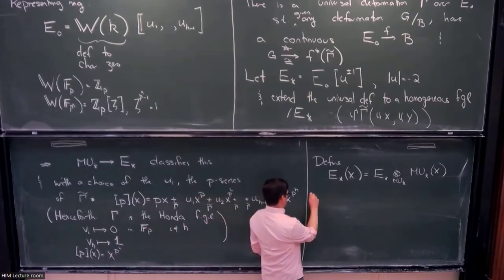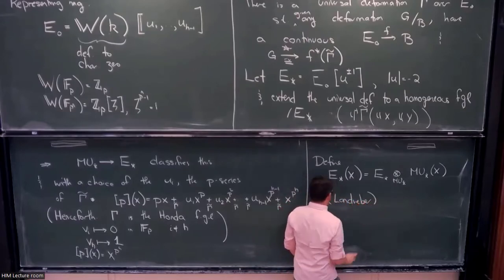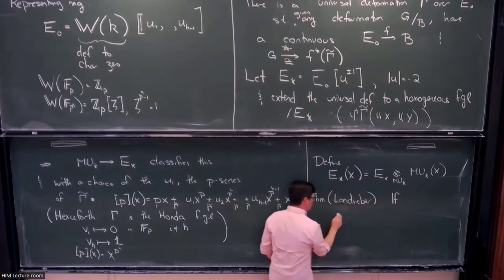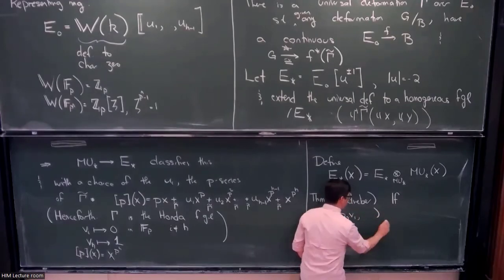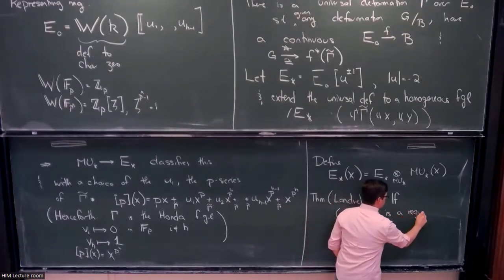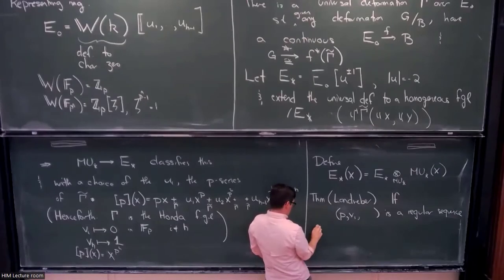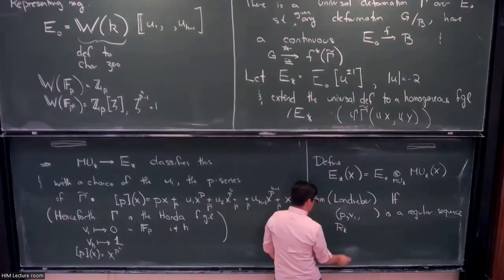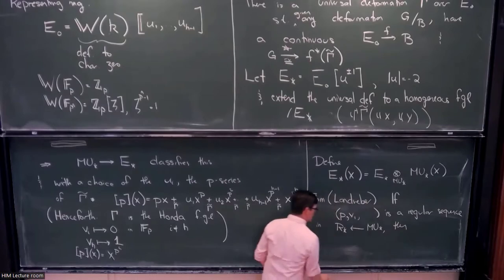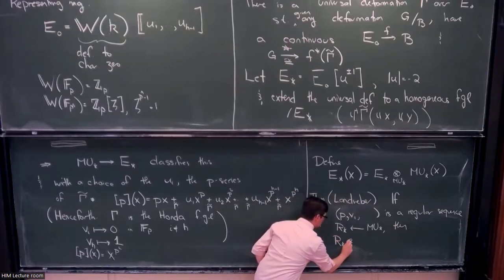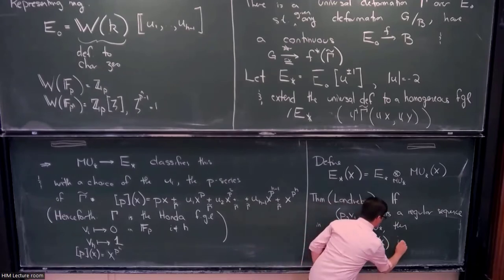But there's a wonderful result that's due to Landweber. And that is that if we're localized at a prime, and if the sequence P, V1, and so on is a regular sequence in some ring, R star, that's under mu star, then this construction is a homology theory.